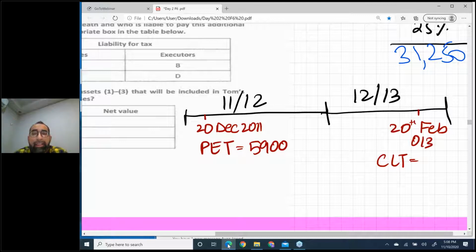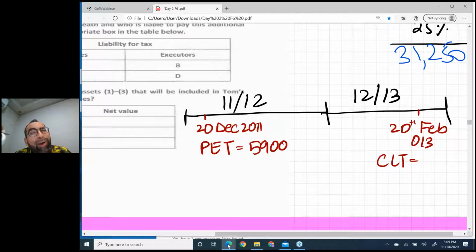In his life, please, he just did these gifts, no other gifts. So in 11-12, he did PAT of 5900. Tell me the last fiscal year before 11-12. It's 10-11, and you can see there is no gift in 10-11. So in 11-12, you have two annual exemptions available, 3000 for 11-12 and 3000 of the previous year.